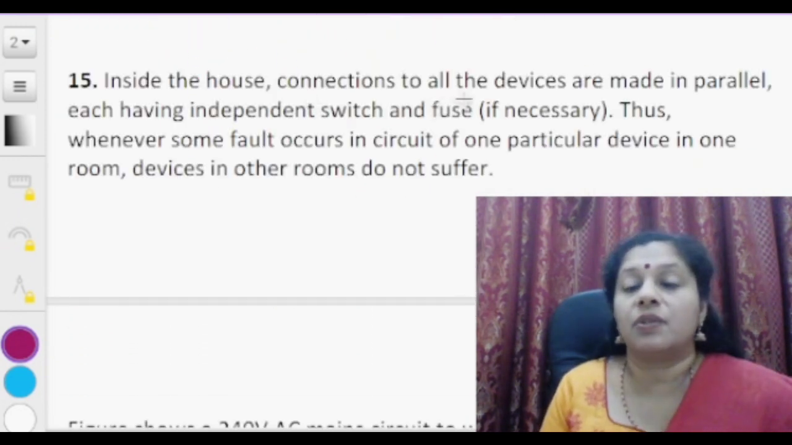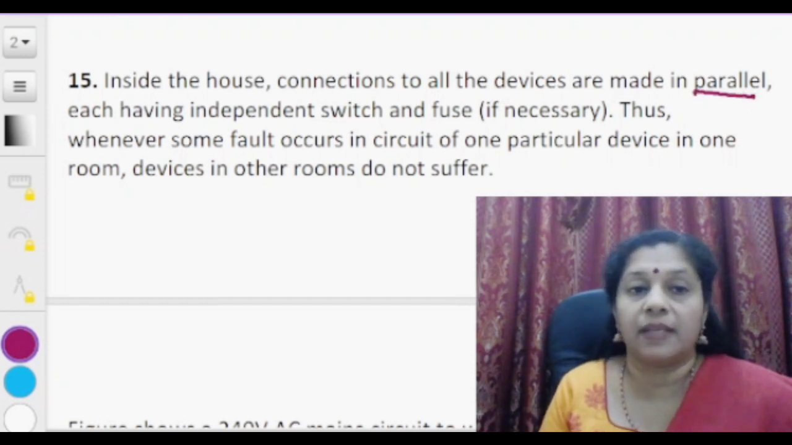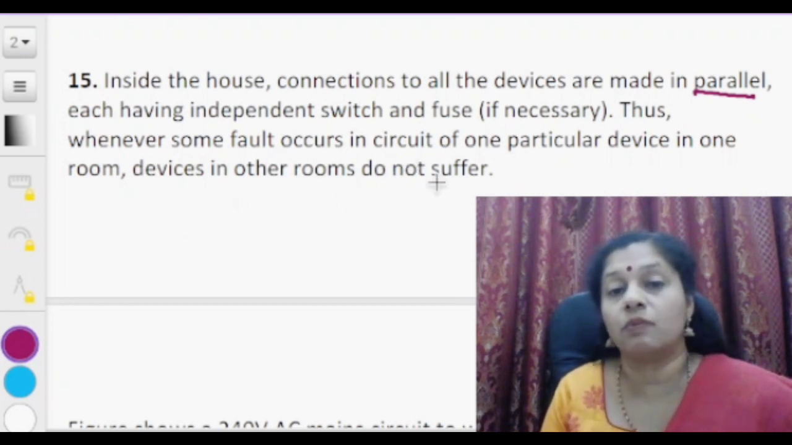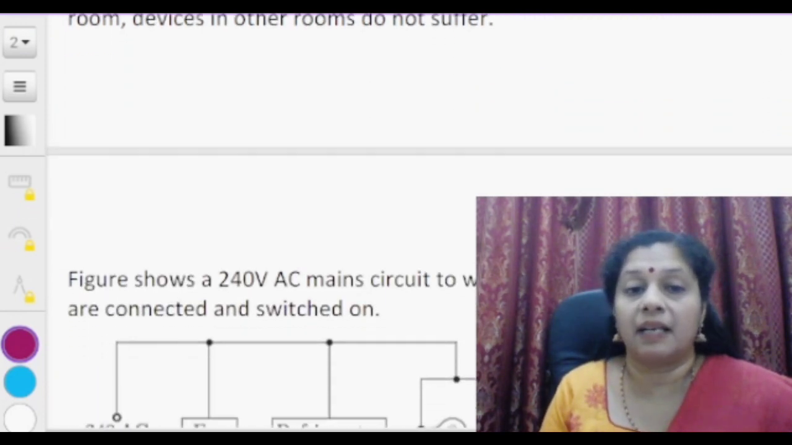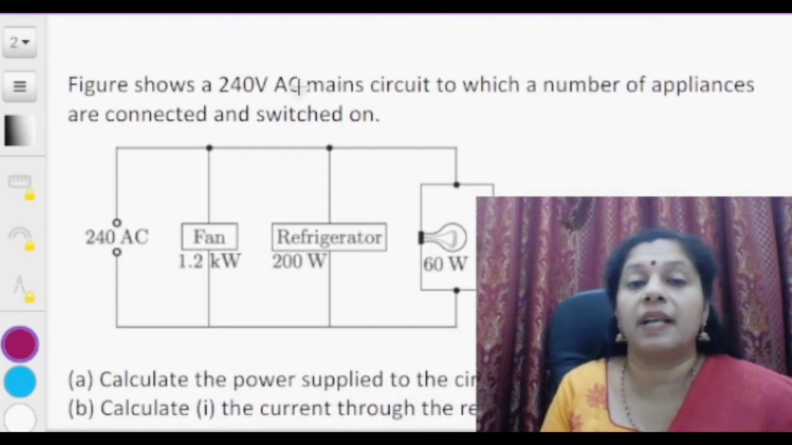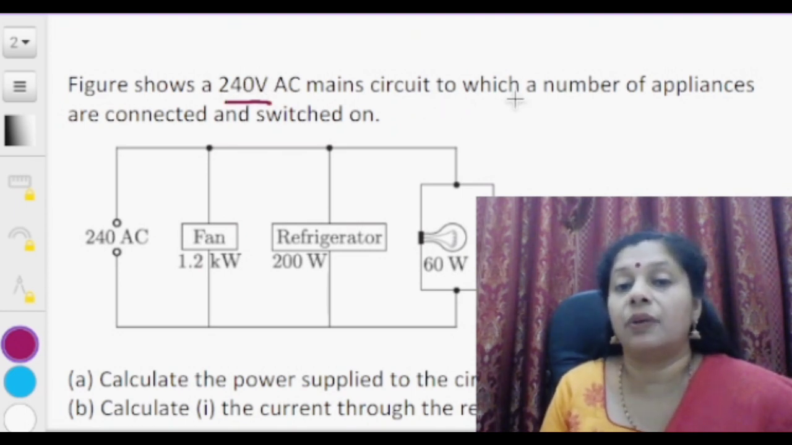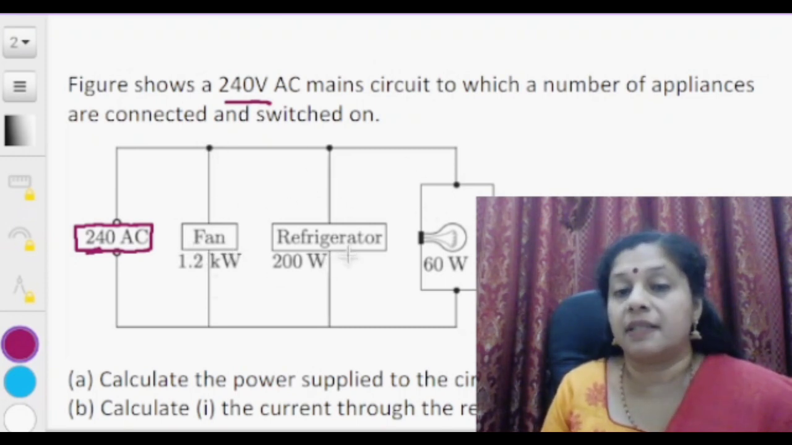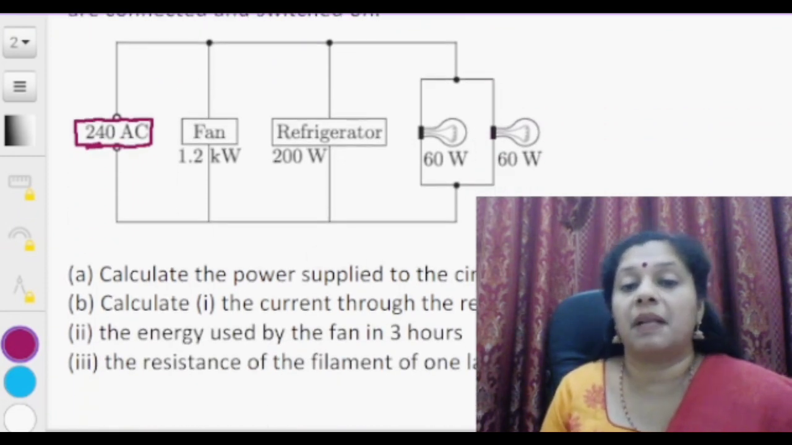Inside the house, connections to all the devices are made in parallel. Of course, we know that, each having independent switch and fuse. Thus, whenever some fault occurs in the circuit of one particular device in one room, devices in other rooms do not suffer. That's the advantage of parallel connection. So here the figure shows a 240 volt AC mains circuit to which a number of appliances are connected and switched on. You can see this is the voltage or potential difference available, 240. To it there are connected a few appliances. Fan is connected, refrigerator is connected, and two 60-watt bulbs are also connected. Calculate the power supplied to the circuit.